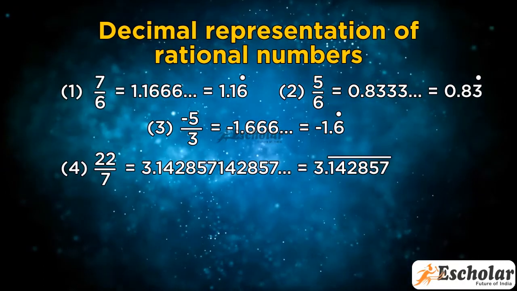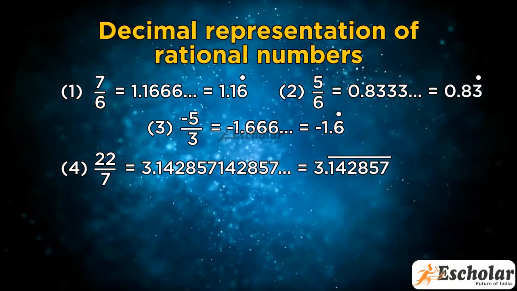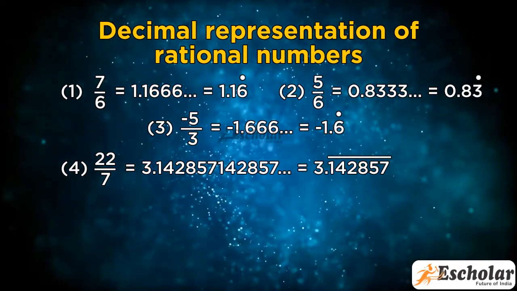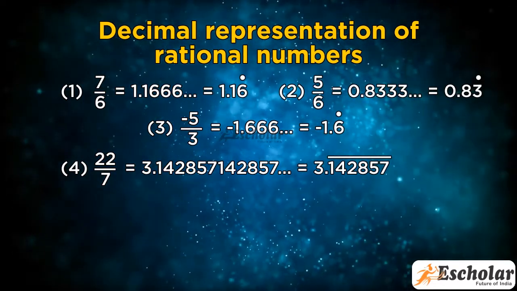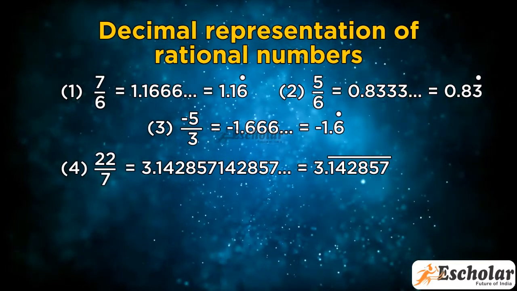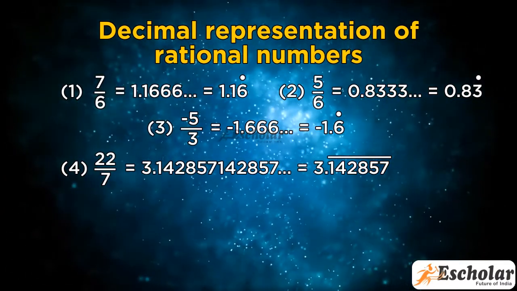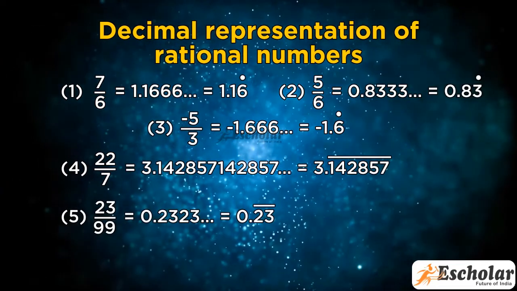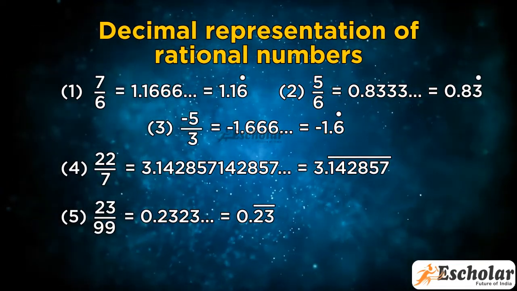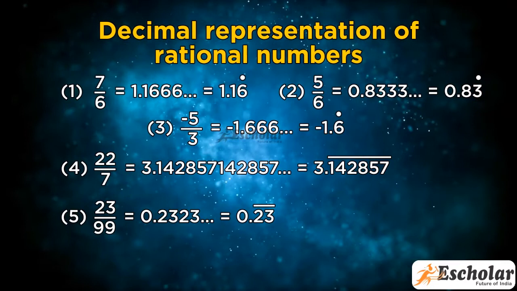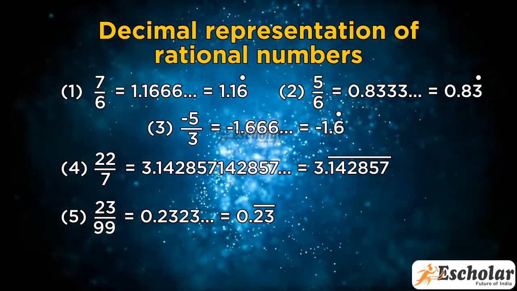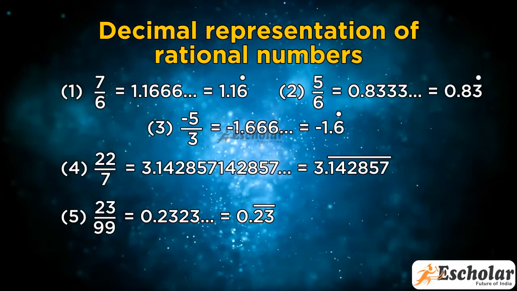Fourth, 22 upon 7 is equal to 3.142857142857, which is equal to 3.142857 recurring. Fifth, 23 upon 99 is equal to 0.2323, which is equal to 0.23 recurring.